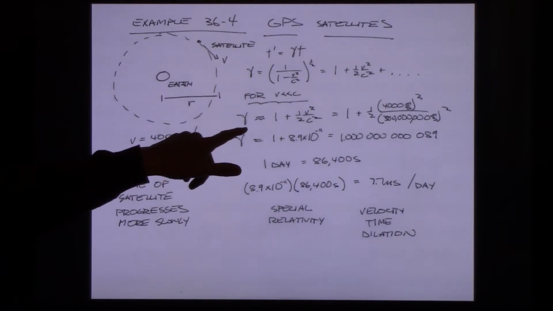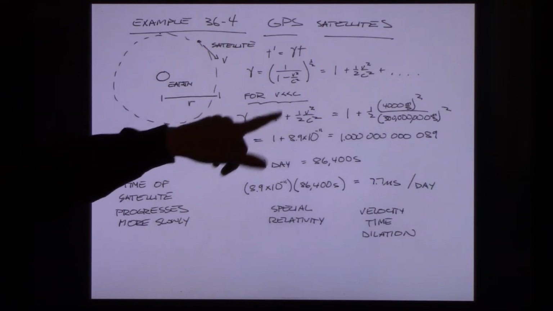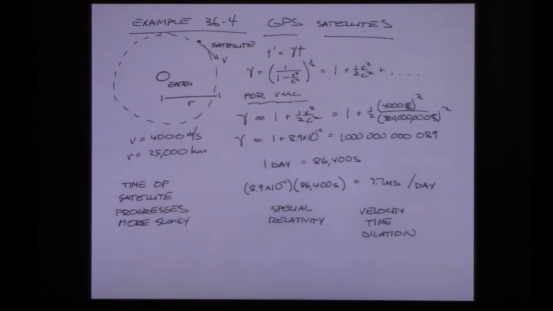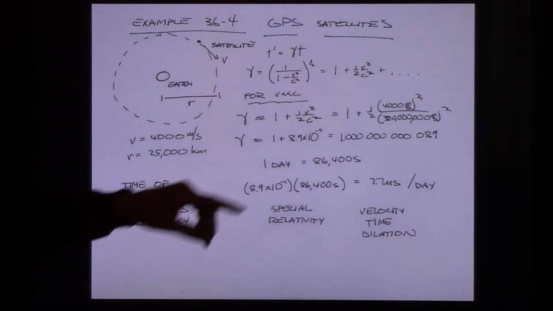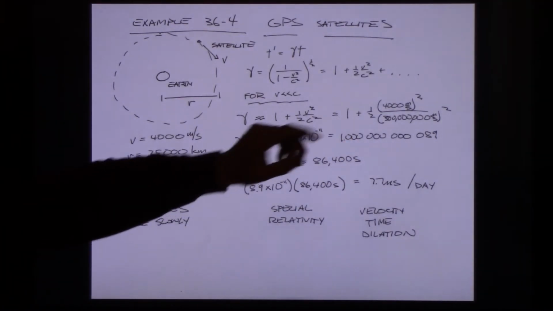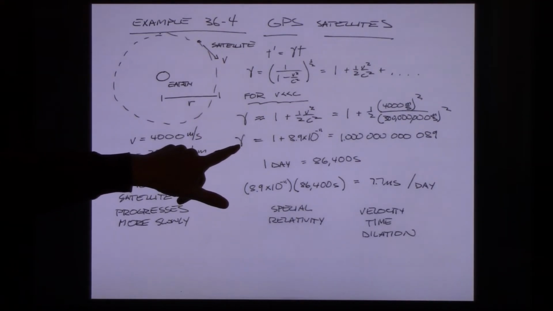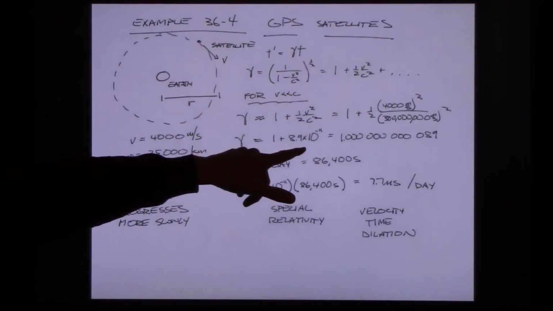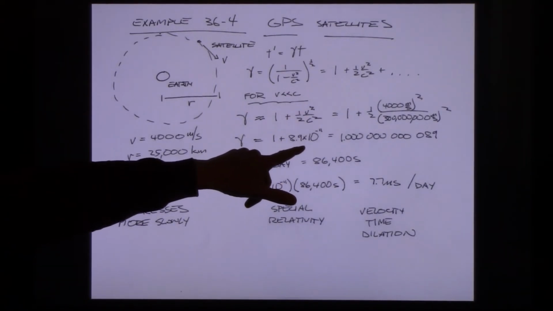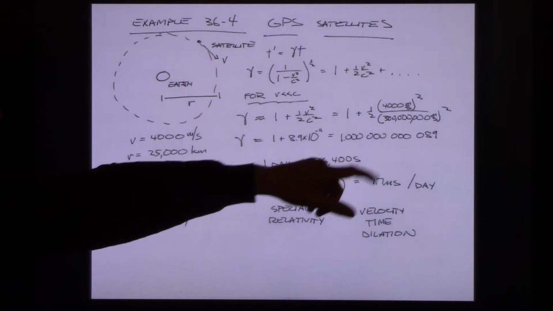So for the gamma value, I'm going to use that approximation that we had developed, which says that for speeds much, much less than the speed of light, I can say gamma is 1 plus 1/2 v squared over c squared. So I put the numbers in. There is c, there is the speed of the satellite. The gamma factor, based on special relativity due to the velocity of the satellite, turns out to be 1 plus a little tiny bit of 8.9 times 10 to the minus 11. So that's what it looks like if you write it out.